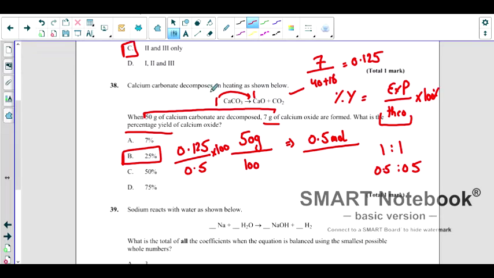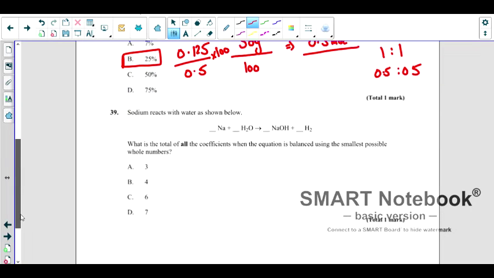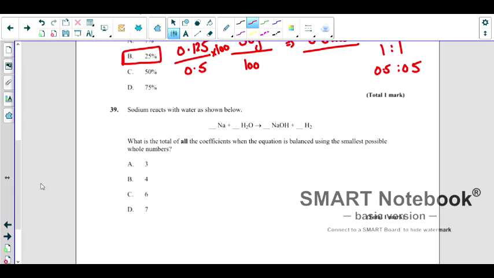Okay, a little bit trickier question. You have grams, you convert it into moles first, you get the theoretical yield, and then you find the experimental yield. Again, we have an equation balancing question. I think we can do this. It is not that hard. The correct answer for this question is D.